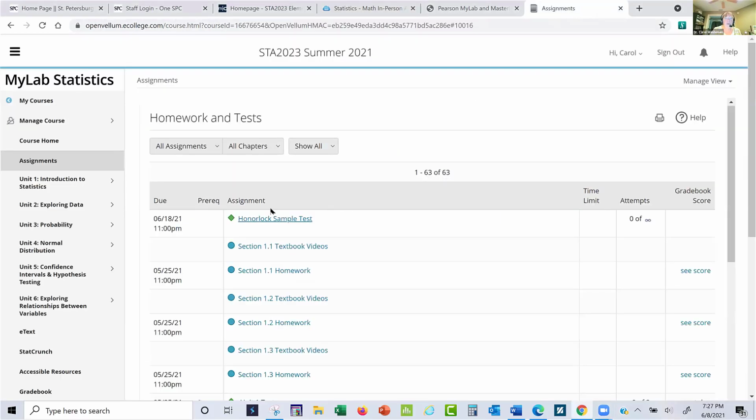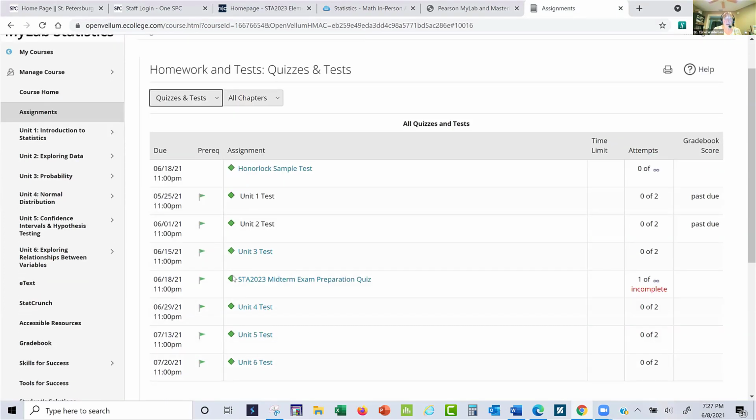All right. So try to get that Honorlock sample test done as soon as possible so you have access to that prep quiz, because you're not going to have access until you do that. In fact, if you go in there now, it's going to say you can't see it until you do the, let me show you what I mean. If you go right here, it's going to say you have to do the Honorlock sample test before you start the assignment. Once you've submitted that, then that little green flag will go away and you'll be able to get to this prep quiz.